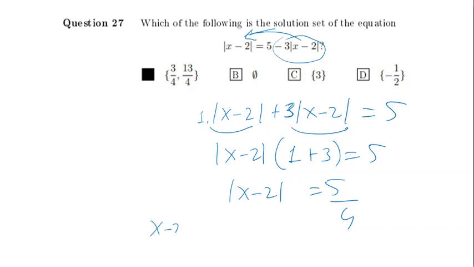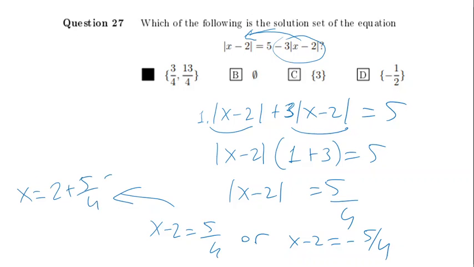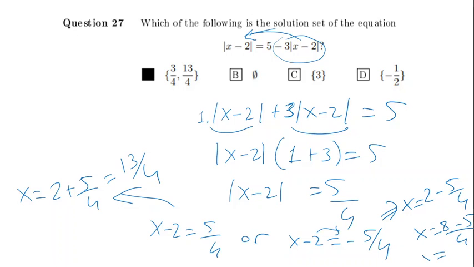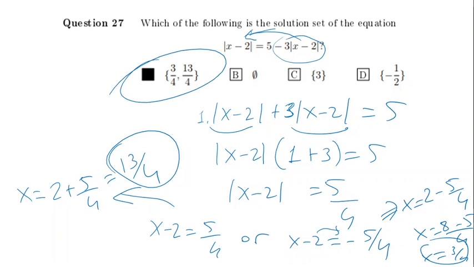So it means x minus 2 is equal to 5 over 4, or x minus 2 is equal to minus 5 over 4. Then you solve it, you get x equal to 2 plus 5 over 4, which makes 13 over 4. And here it's equal to 2 minus 5 over 4. So send this one to the other side, you get 8 minus 5 over 4, so it will be 3 over 4. So then we have two solutions here, and it is A.